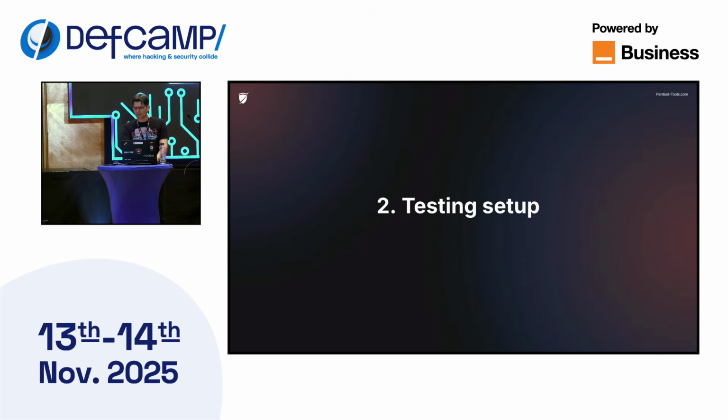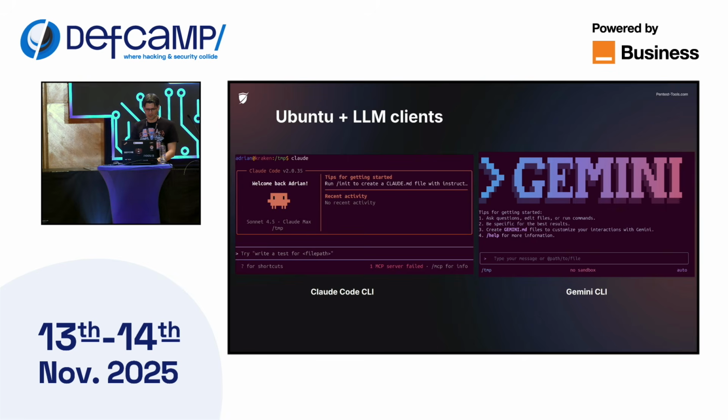Let's go into the testing setup. For these scenarios, I have tried 2 LLM clients that natively work on Ubuntu. On the left, we have Claude Code, and on the right, we have Gemini. Both have kind of similar capabilities, but I chose Claude Code for this. The other ones, ChatGPT and Perplexity, did not have clients for Ubuntu. They had clients only for Windows and macOS. So that's why I'm sticking to Claude.